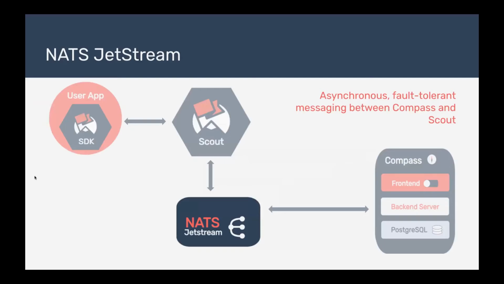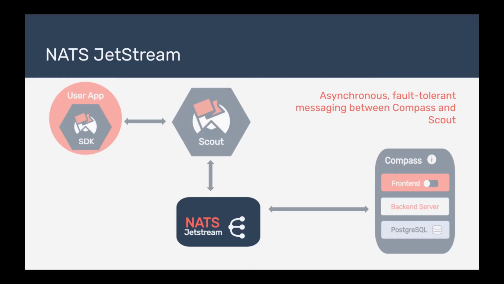Next, we're going to discuss the role that NATS JetStream plays in transmitting feature flag data from Compass to Scout. But first, what is it? NATS JetStream is a third-party open source message streaming service. NATS is lightweight and easy to get started with. Pioneer utilizes a NATS JetStream server to facilitate communication between the Compass and Scout servers due to its ability to provide asynchronous, fault-tolerant messaging with guaranteed delivery. And Kyle's going to talk a little bit more about why we chose NATS specifically in a moment.